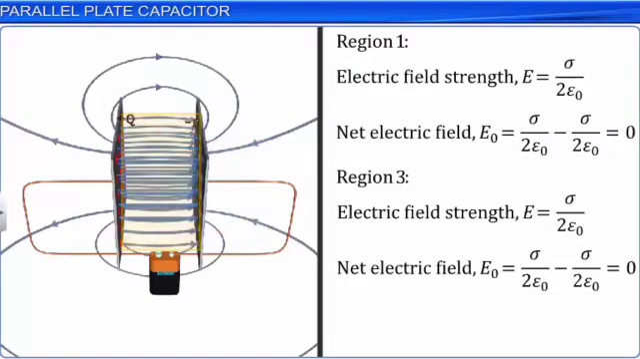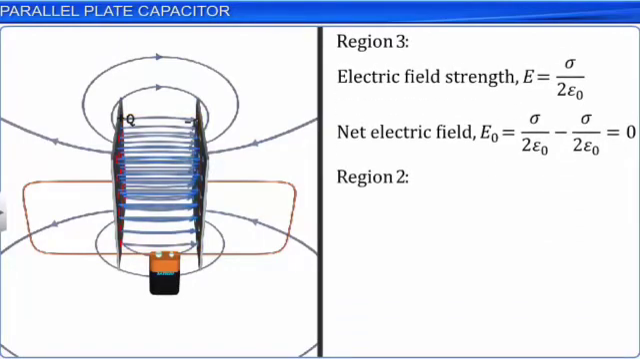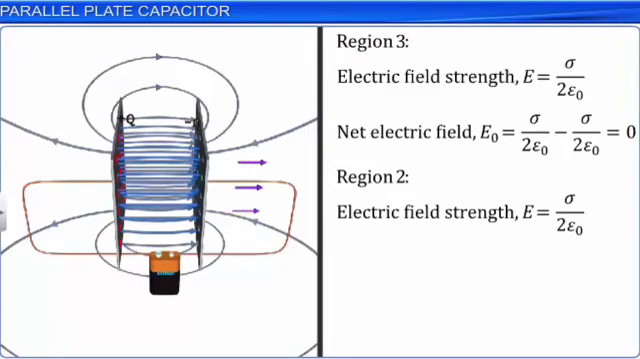Now let us look at region 2 between the plates of the capacitor. In region 2, we see that due to the positive plate of the capacitor, the electric field strength E is equal to sigma by 2 epsilon naught, and directed away from the positive plate and towards the right. We also see that due to the negative plate of the capacitor, the electric field strength E is equal to sigma by 2 epsilon naught, and directed towards the negative plate and towards the right.